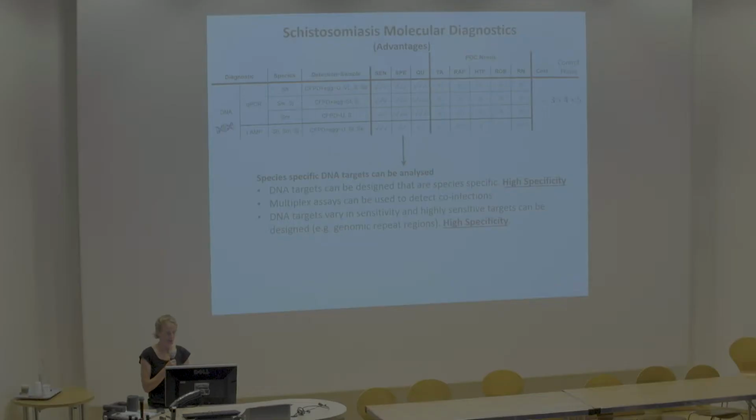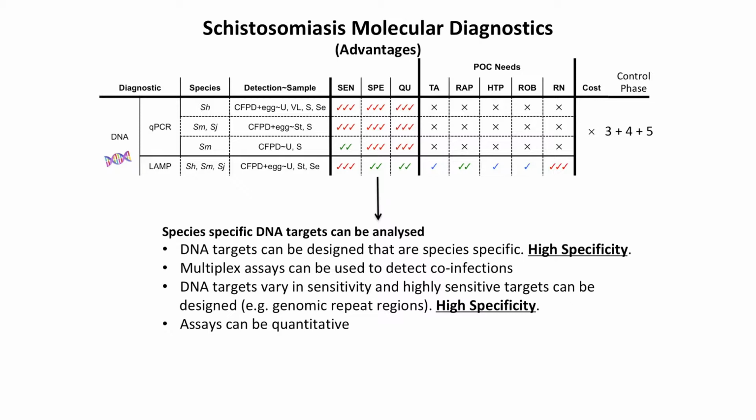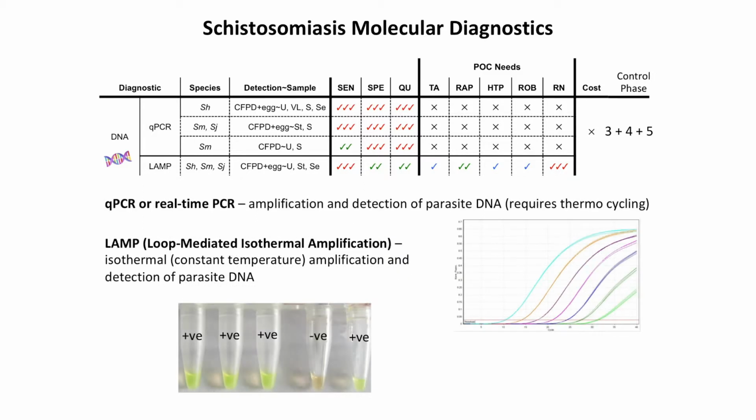We can do multiplex assays. We can try and target different DNA regions to increase specificity and also sensitivity, looking at different genome regions. And we've got a lot of work now going on genomics and actually looking at those genome regions and using better DNA regions to get higher sensitivity and specificity. And those assays can be quantitative, so you can start to think about quantifying your burden of disease.